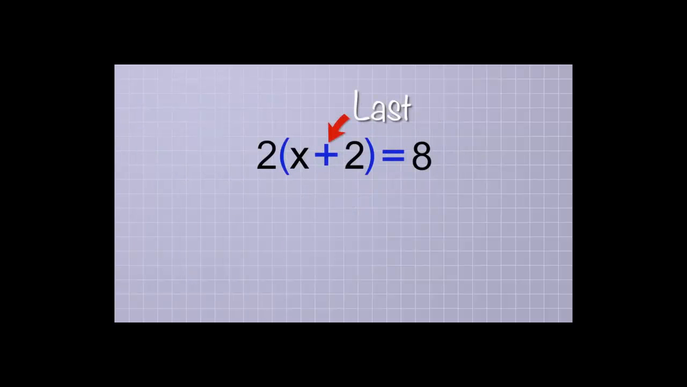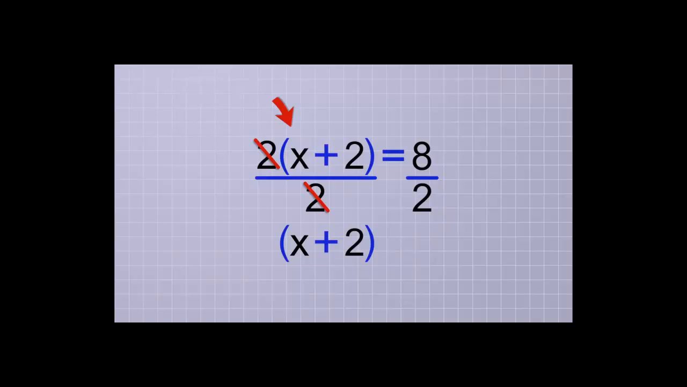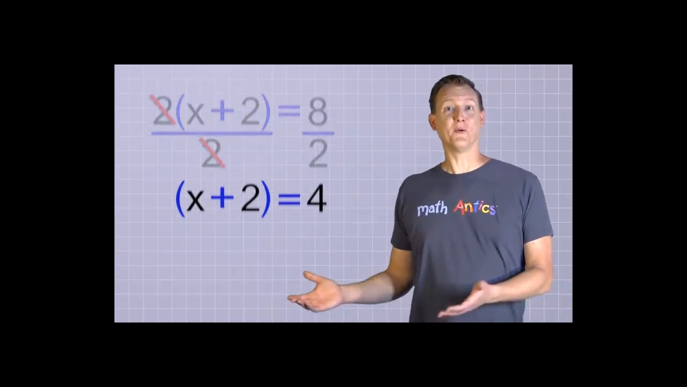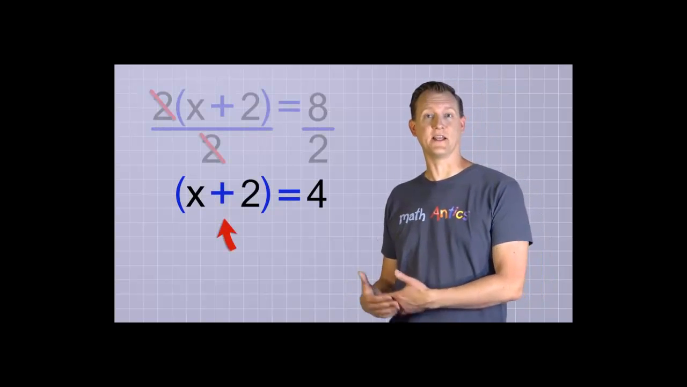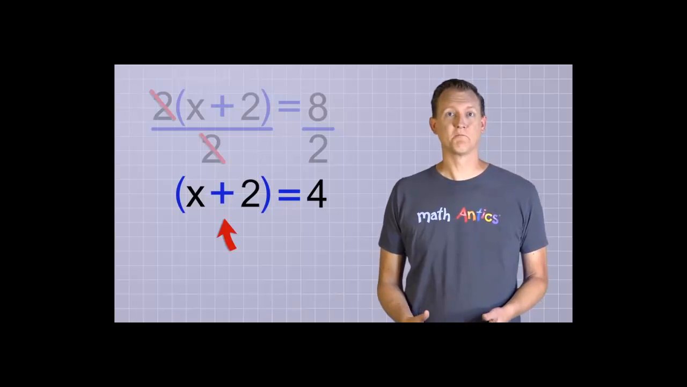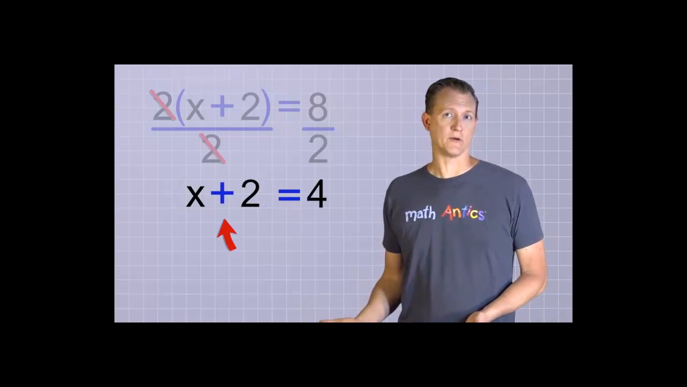So in this problem, we should start by undoing the multiplication that's implied between the 2 and the group x plus 2. To do that, we divide both sides of the equation by 2. On the first side, the 2 on the top and the 2 on the bottom cancel, leaving the group x plus 2 on that side. And on the other side, we have 8 divided by 2, which is 4. That looks simpler already, and we can make it even simpler than that, because now that there's nothing else on that side of the equal sign with the group x plus 2, we really don't even need the parentheses anymore.